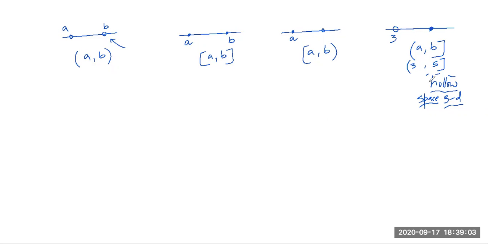Slightly more than 3, beautiful, because the numbers are in between A and B. So this is B minus A. What is this? Come on students, this is the length of any interval. Am I right? Okay, that's good.